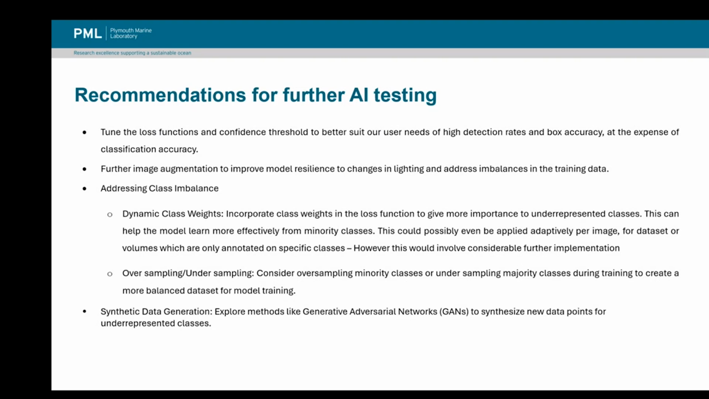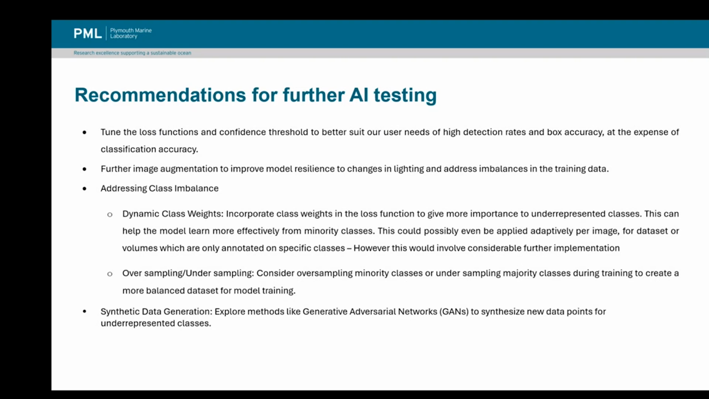But if you wanted to look into this properly for AI, there's lots of things you could do, like tuning the loss function, changing the confidence threshold, using different algorithms. You don't have to use YOLO. There's other options available. Using further image augmentation, so flipping images, changing the balance of lighting in images, grayscaling them, all of that helps to add to the training data set.